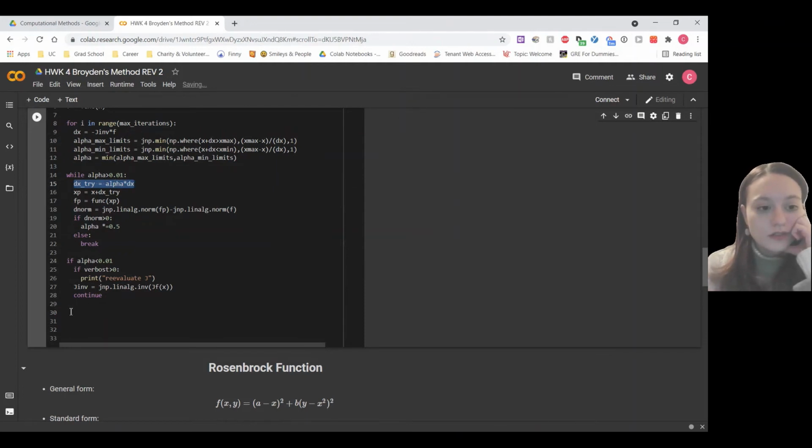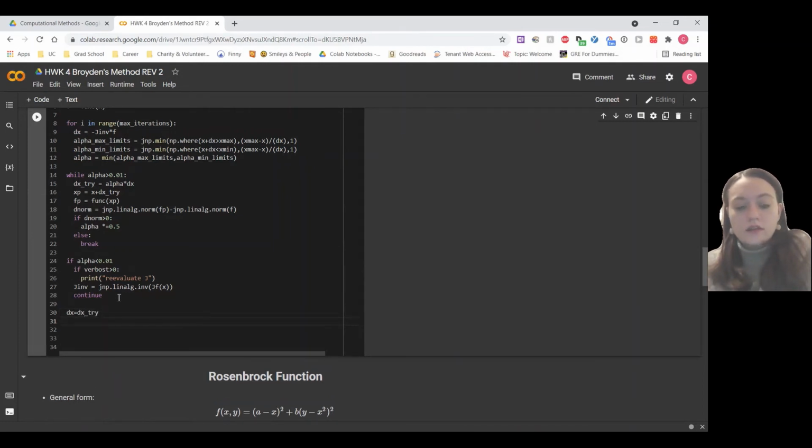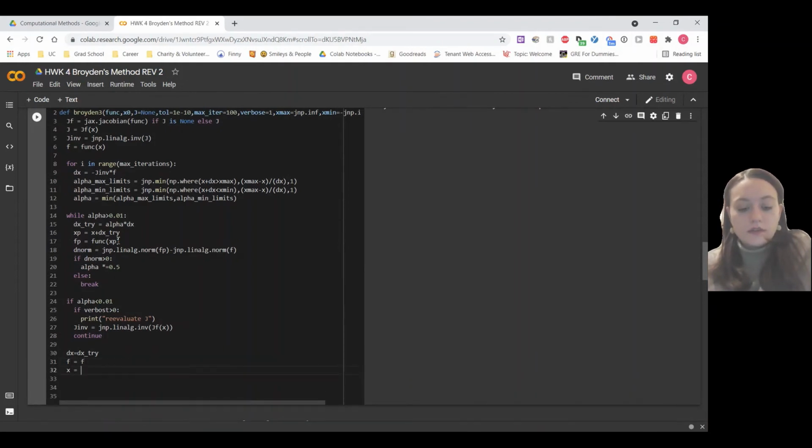We're updating alpha. So once we get to an alpha that is satisfactory, we'll set dx equal to our dx try, because we know that that dx try will now stay within the bounds. And instead of having this fp, we can just set that now equal to our value for our function, and the same with our value for x. And we can print our x and y values.